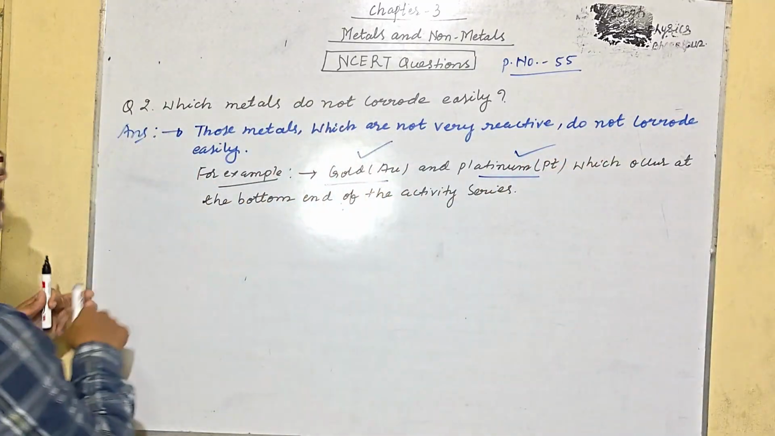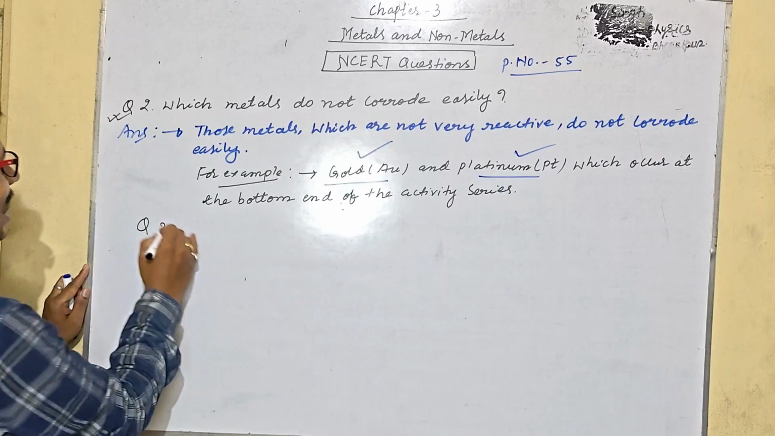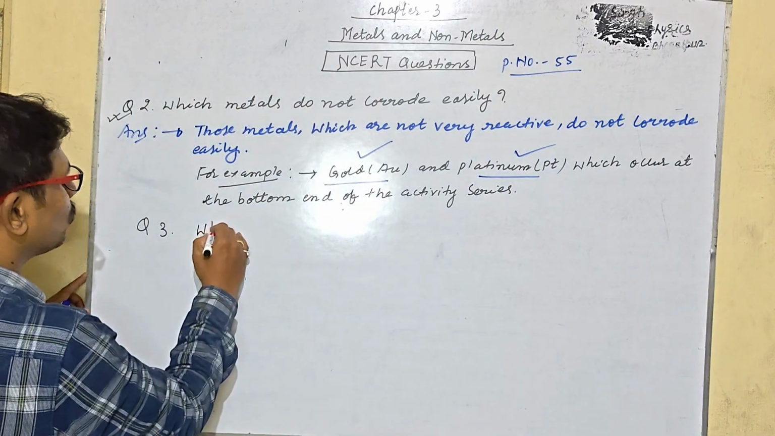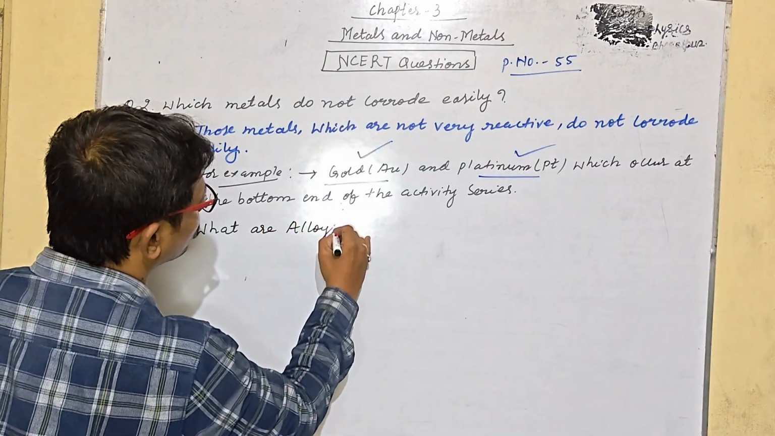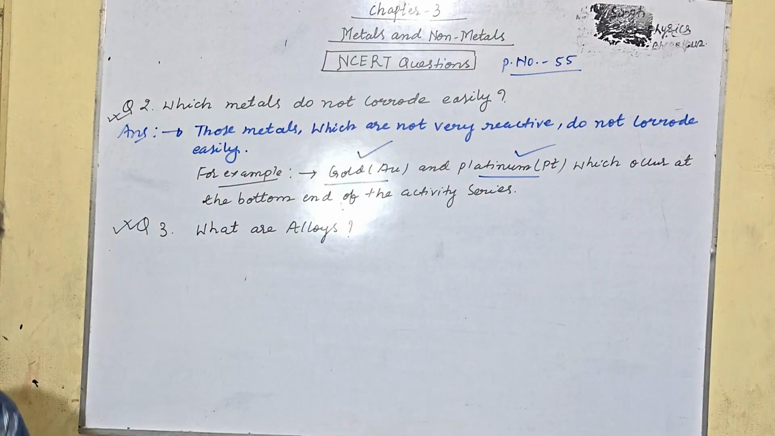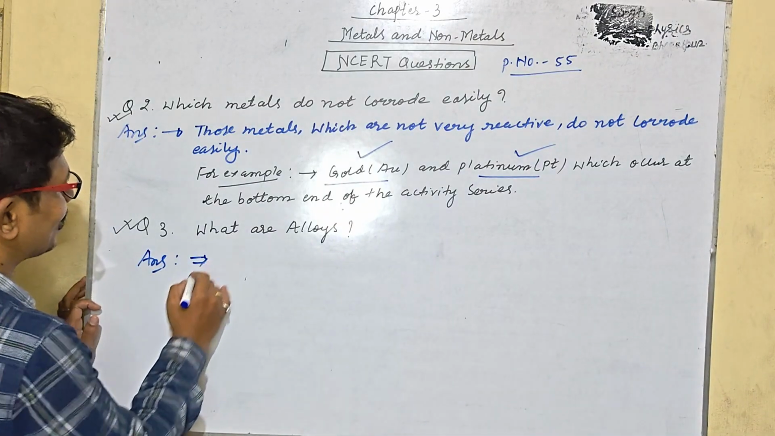So my dear student, this is all about question number 2. Question number 2 is completed, and now question number 3, the last question of page number 55: what are alloys? This is a very important question for the board examination of this year. What are alloys?